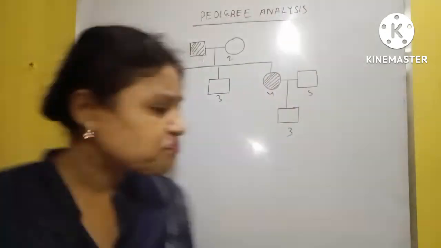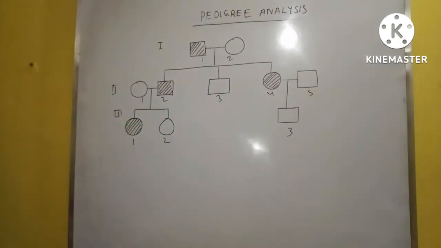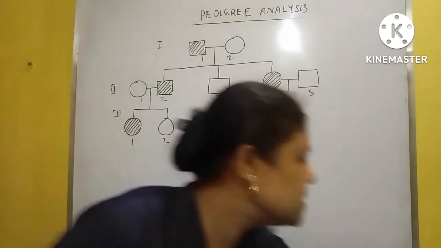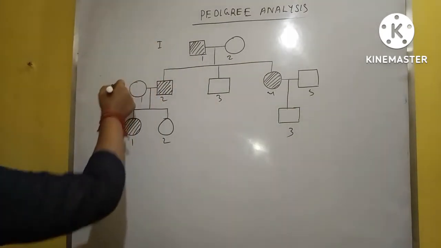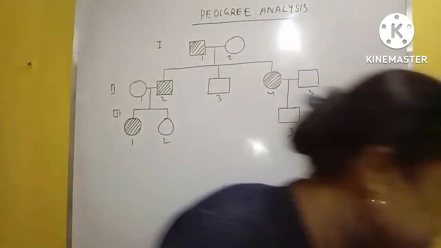Okay, let's start. Here you can see this is one pedigree tree, and these are the first generation, second generation, third generation. Clear? Okay.